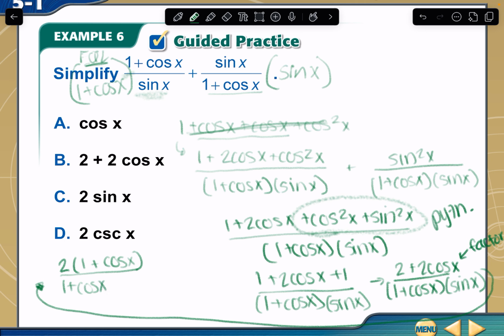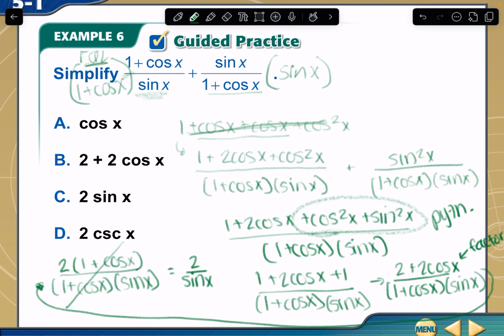The biggest part of why I did that is if you now look at your numerator and your denominator, there is a 1 plus cosine in the numerator, and there's a 1 plus cosine in the denominator. I can now cancel them out. So I now have 2 over sine x.